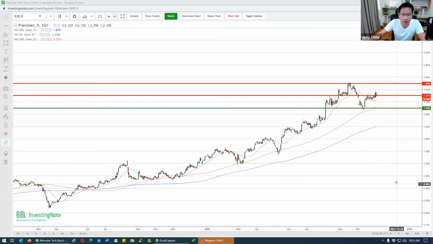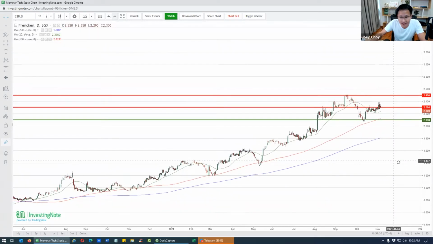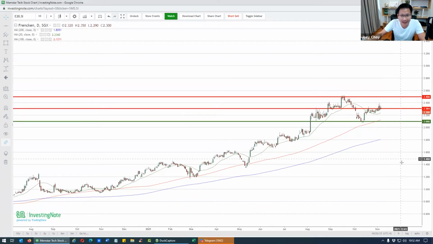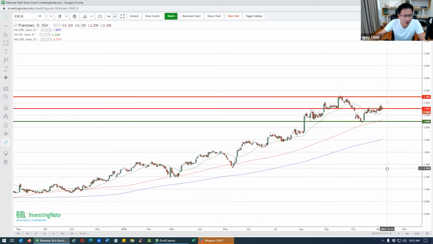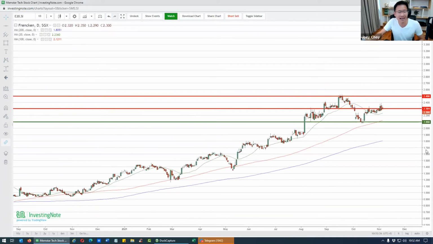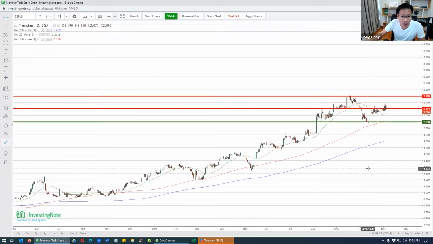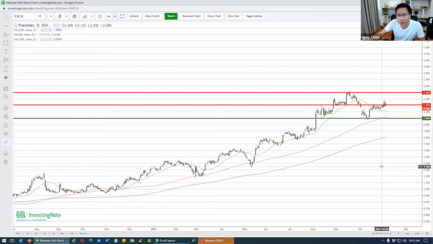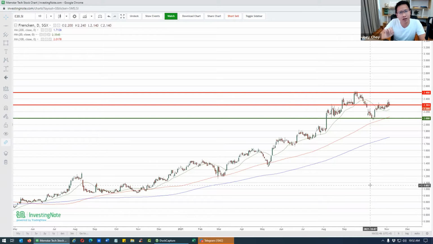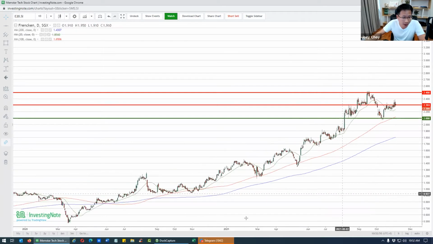So the first one, I would say, would be Frencken, right? FRENCKEN, right here. So what is Frencken? Frencken is a stock in the technology sector in Singapore, one of those really good, strong, uptrending stocks. And this is the chart you can see. Based on what I taught you, you can see that this stock has been in quite a good long-term uptrend, I would say, since last year.